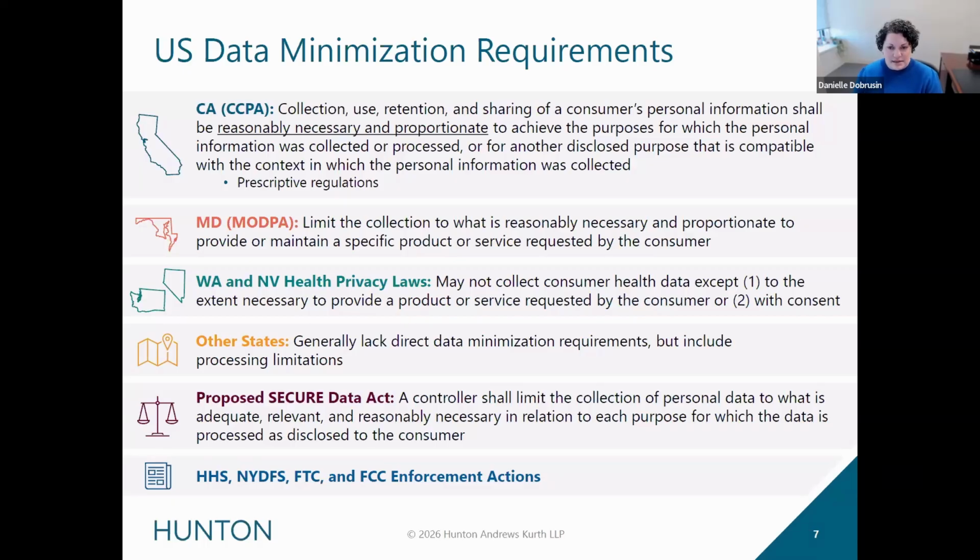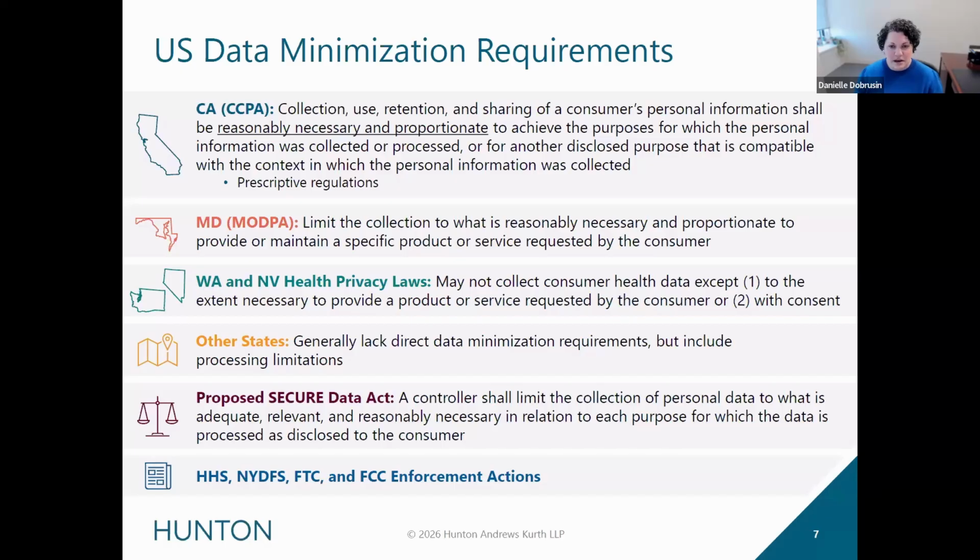The law says a business's collection, use, retention, and sharing of a consumer's personal information shall be reasonably necessary and proportionate to achieve 1, the purposes for which the personal information was collected or processed, or 2, another disclosed purpose that is compatible with the context in which the personal information was collected. Otherwise, a business needs to obtain consent to the processing.